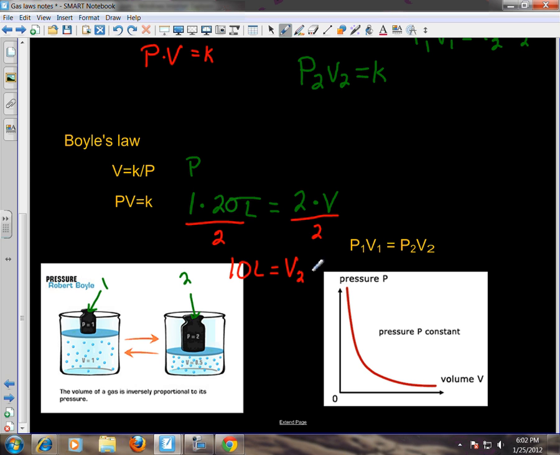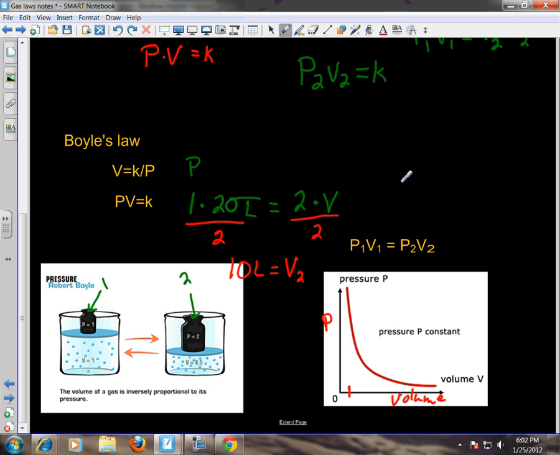Now, graphically, what you're going to see is as the volume expands, so this bottom is volume, this side is pressure, and what's happening is as the volume expands, the pressure is going to get smaller and smaller and smaller. Again, as the volume gets smaller, the molecules are getting shoved into a smaller and smaller region, so the pressure is going to increase significantly.